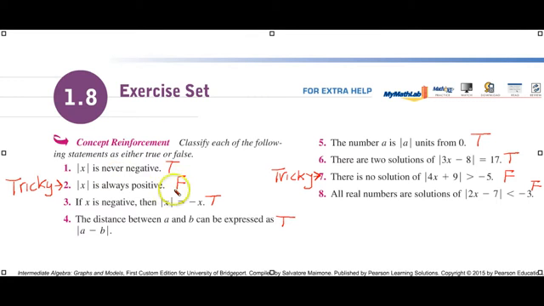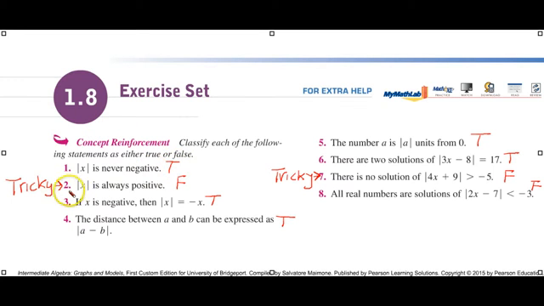Now, I tried these on my own and I did miss one. Again, they're a little tricky. So let's take a look and you can compare what you've got. We're saying that the absolute value of x is never negative. And that's true. The absolute value of x always has to equal a positive.